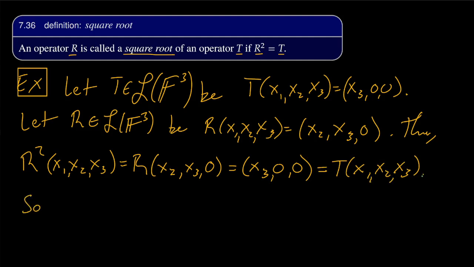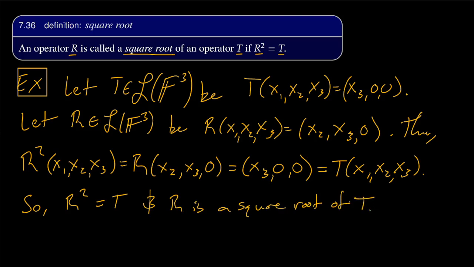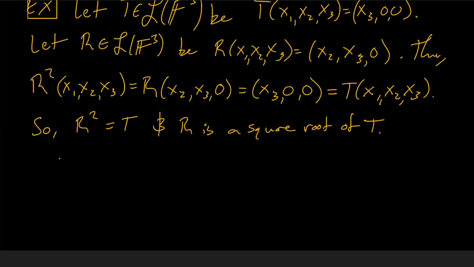So r squared is equal to t, and r is a square root of t. Is this unique? Well, just think about it really quick. So what could I do? Maybe I could mess this up somehow.